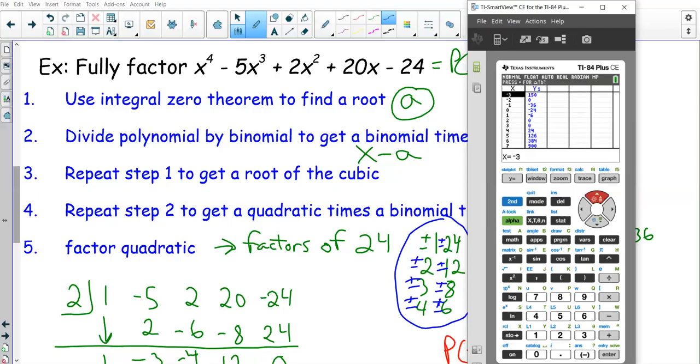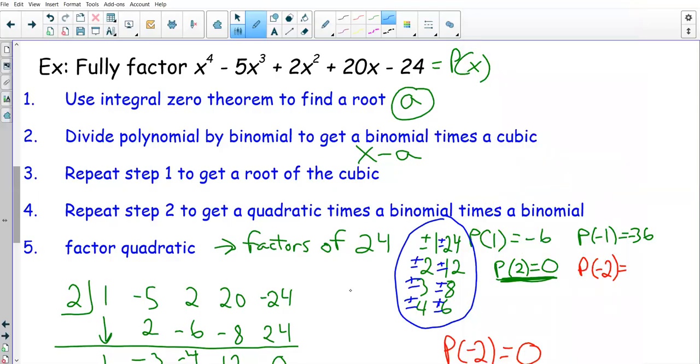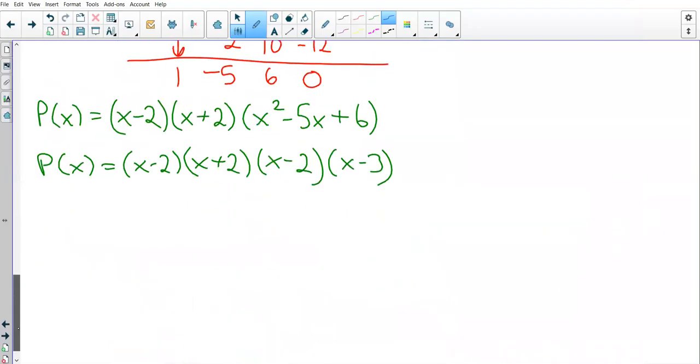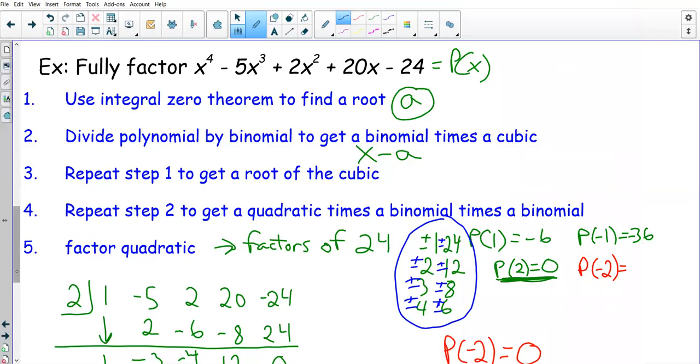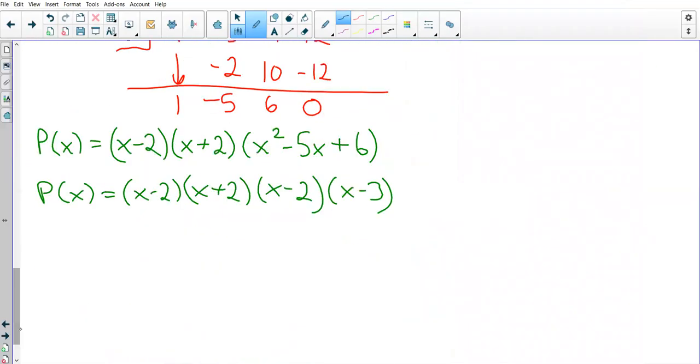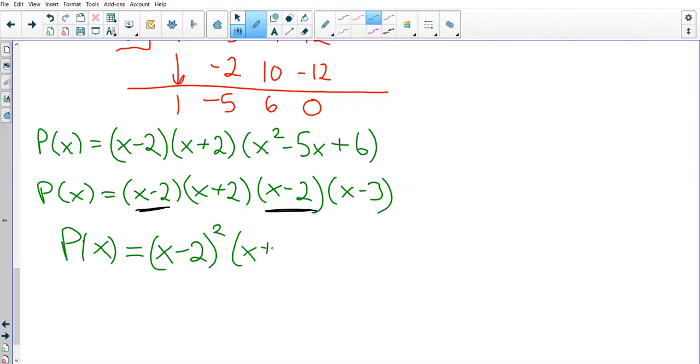Because it's a quartic, I might continue to scan to look for that 4th root. But of course, what we should see down here is that I have a double root. We'll talk about what that means next lesson in terms of the graph. But I could rewrite that function. So I have x minus 2 squared times x plus 2 times x minus 3. And that's what my fully factored quartic function looks like.